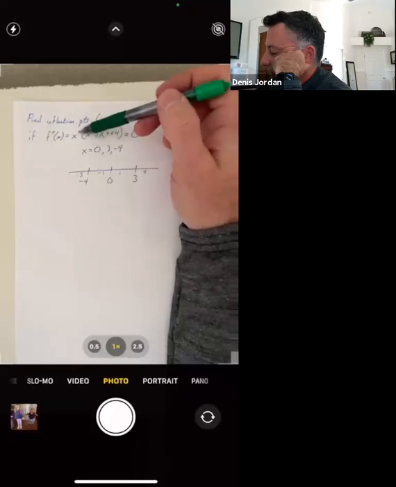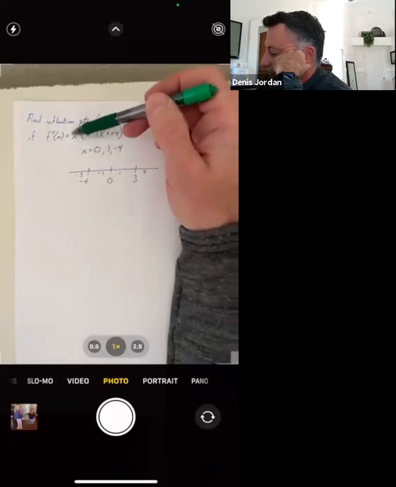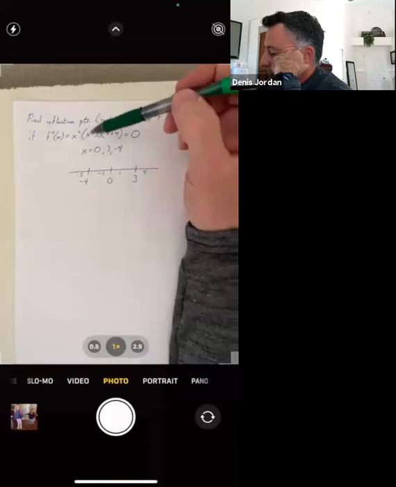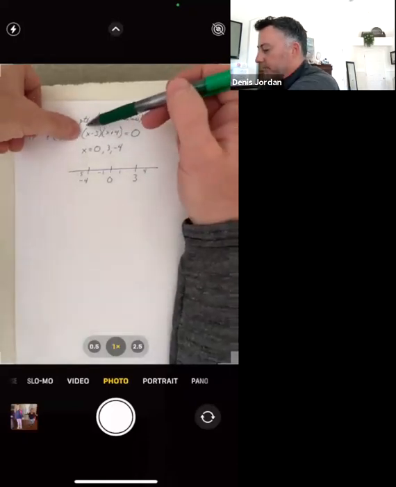The other thing you can look at too is that since this is squared, this factor is always going to be positive no matter what you plug into it or what test number you stick in there. So you really only have to pay attention to these two.